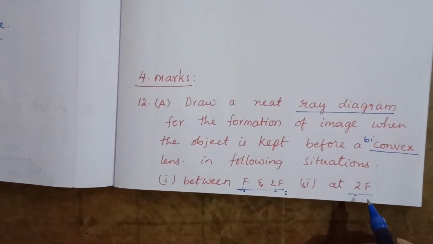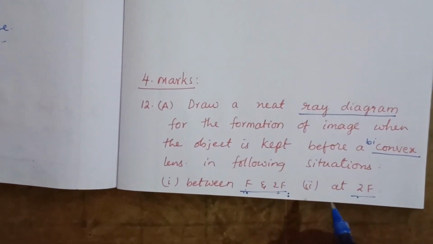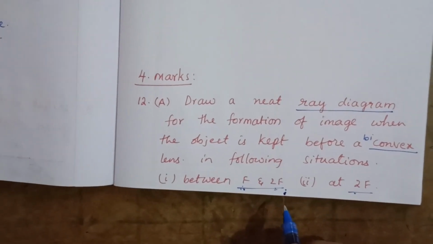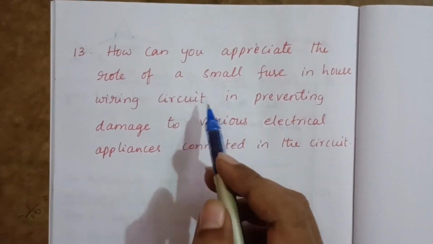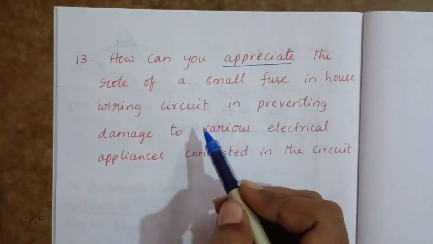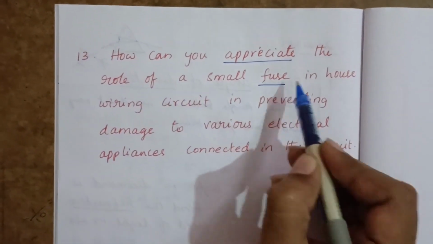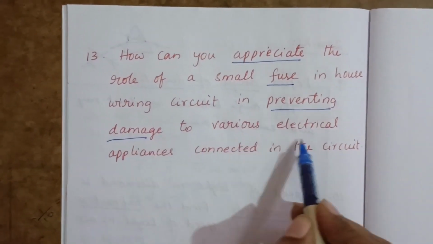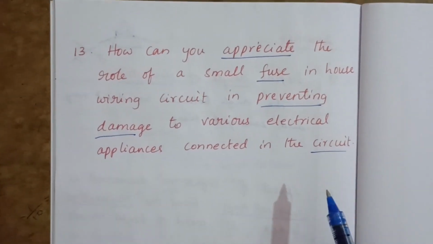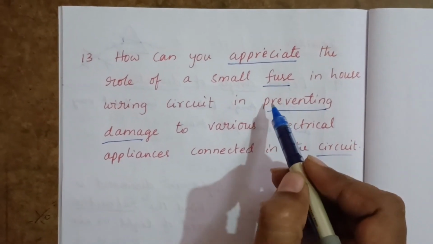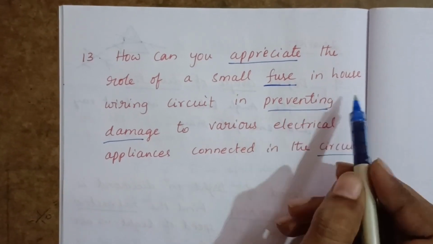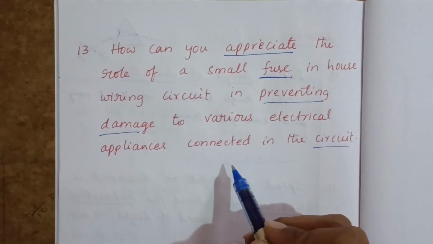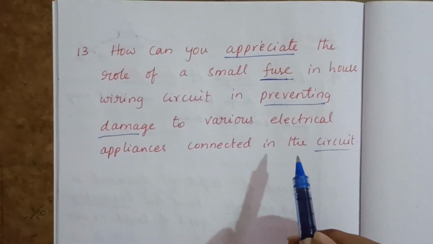And learn the remaining ray diagrams also, and remember the position of the image, the nature of the image, and the size of the image. Next question, how can you appreciate the role of a small fuse in house wiring circuits in preventing damage to various electrical components connected in the circuit?